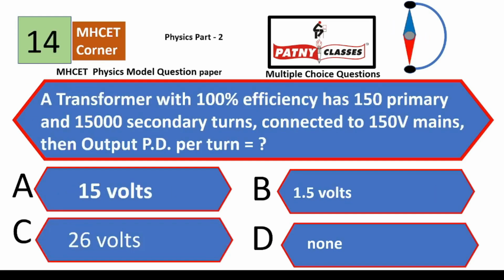Question number 14. A transformer with 100% efficiency has 150 primary and 15,000 secondary turns connected to 150 volt mains. Then output potential difference per turn equals to how much? Option A 15 volts, option B 1.5 volts, option C 26 volts, and option D none.